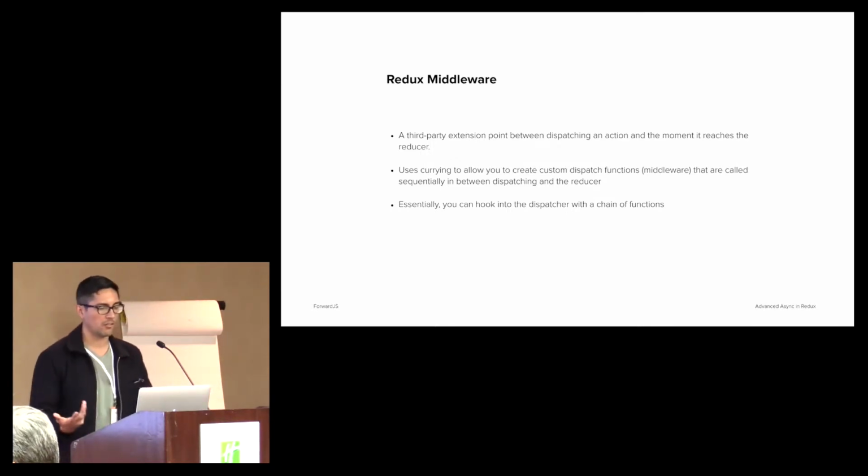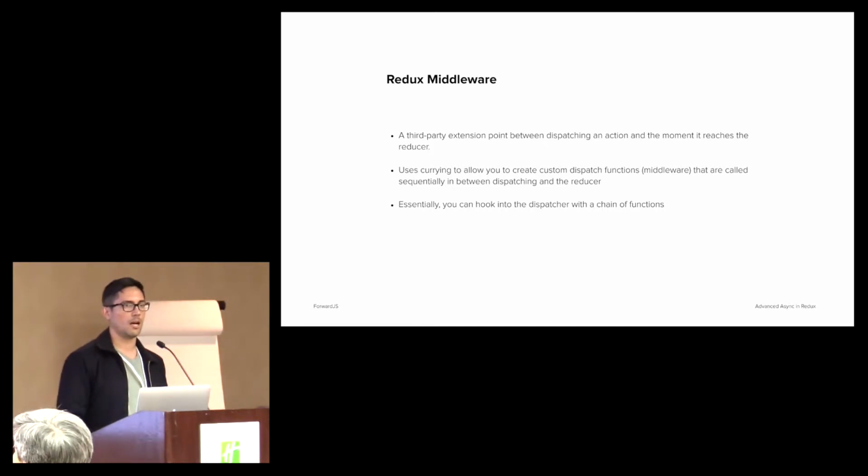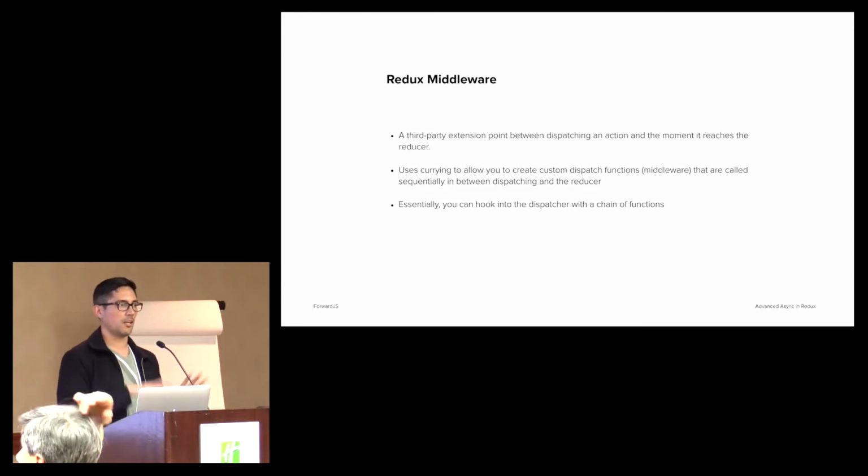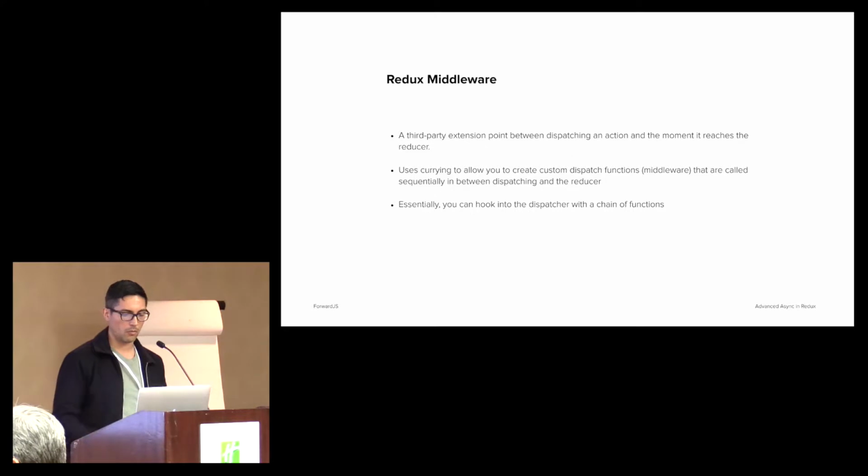Okay, so a brief overview of Redux middleware. It's basically a third-party extension that allows you to customize the dispatch method. So you can do things like log actions and state to the console, that sort of stuff, or deal with asynchronous operations. Essentially, what Redux middleware does is it uses currying to create custom dispatch methods, and this middleware is essentially a chain of middleware functions, and we'll go through what that actually looks like.